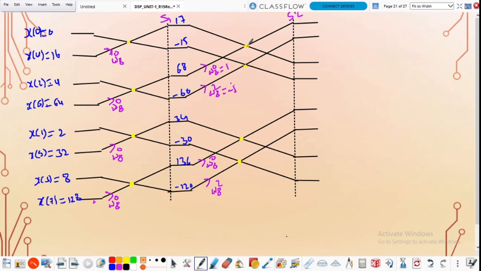So using this butterfly node, there are two inputs. What are the two inputs? This is one input and this is another input. There are two outputs, this is one output and this is another output. This output can be determined using the DIT butterfly diagram as this input value plus this input value into W8 power 0, and this output value is this input value minus this input value into W8 power 0. And similarly, using this butterfly node, calculate the corresponding output values.